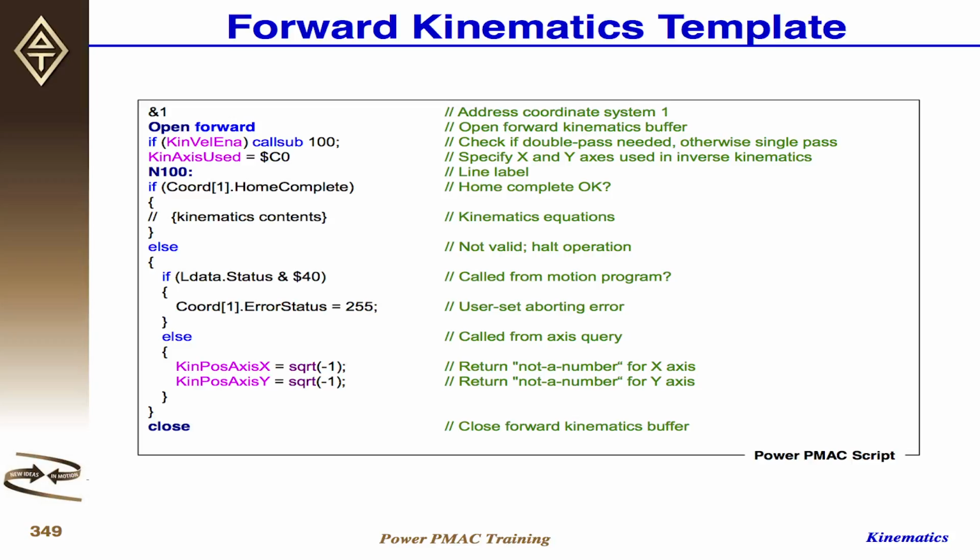If that's complete, then I do kinematics. Else, that means it's not home, so the forward kinematics calculation will be wrong. Then I check where you call this function. If this is 40, then that means it's called from a motion program.